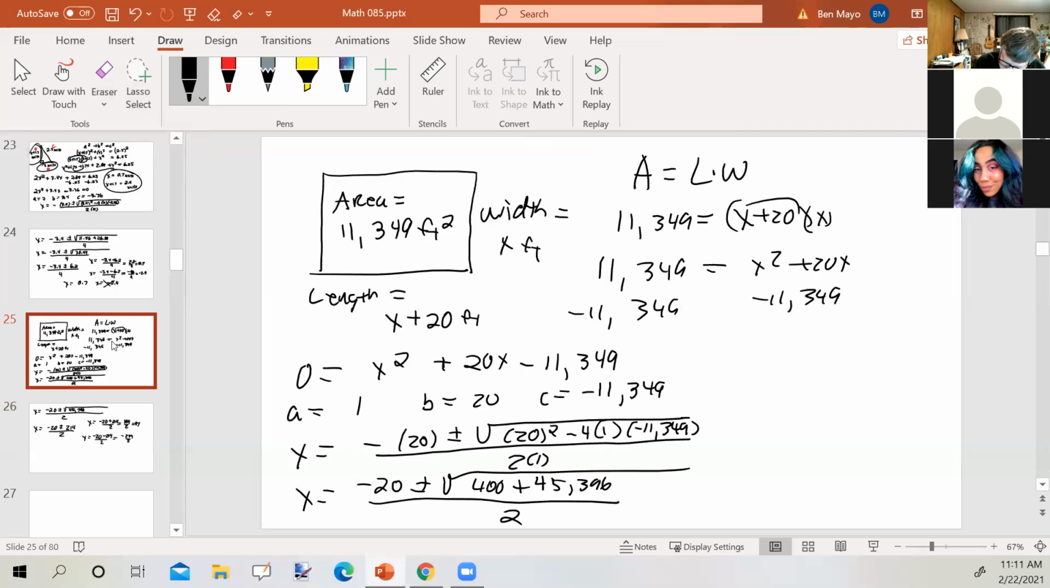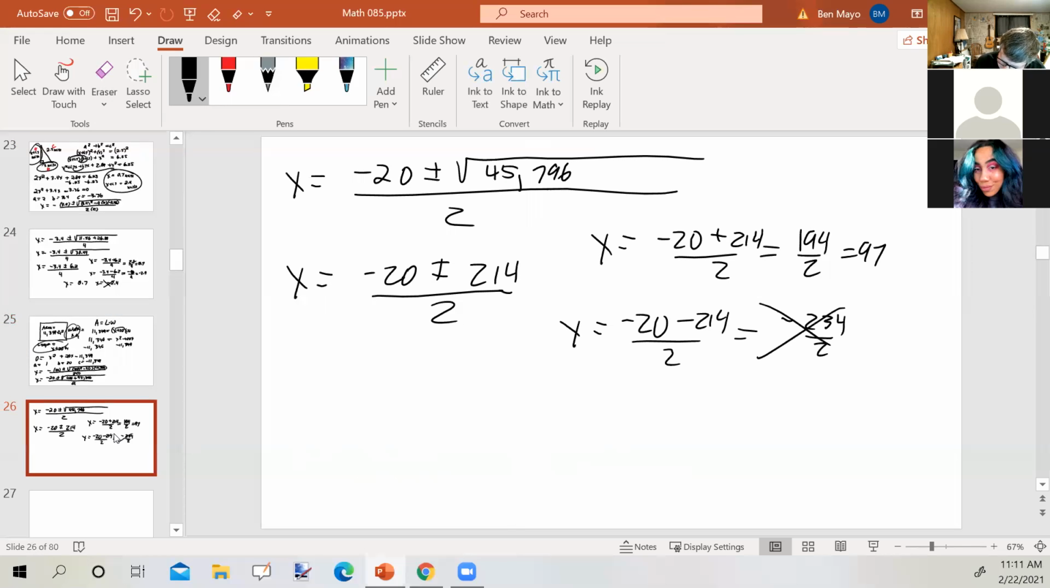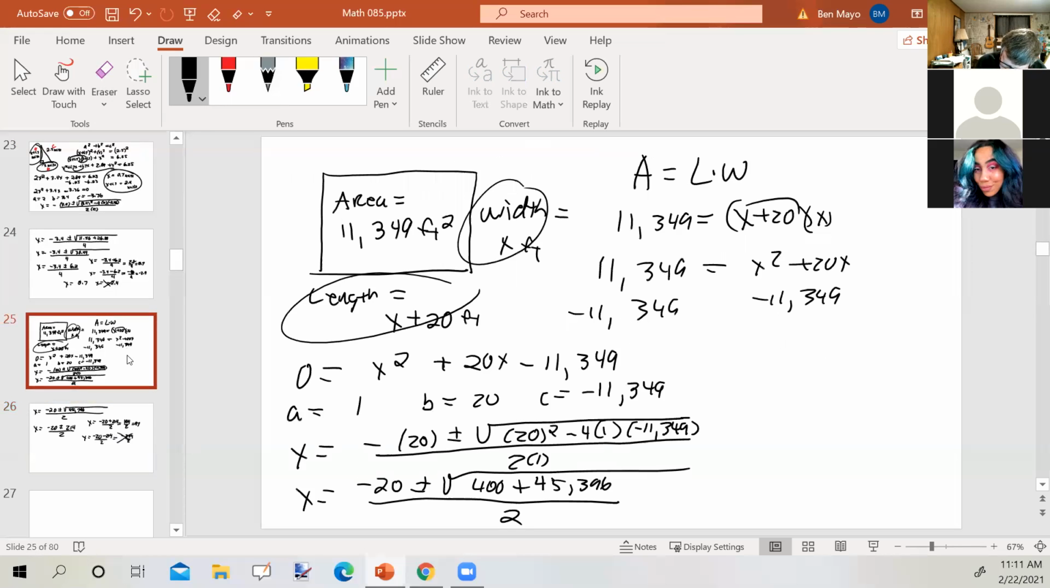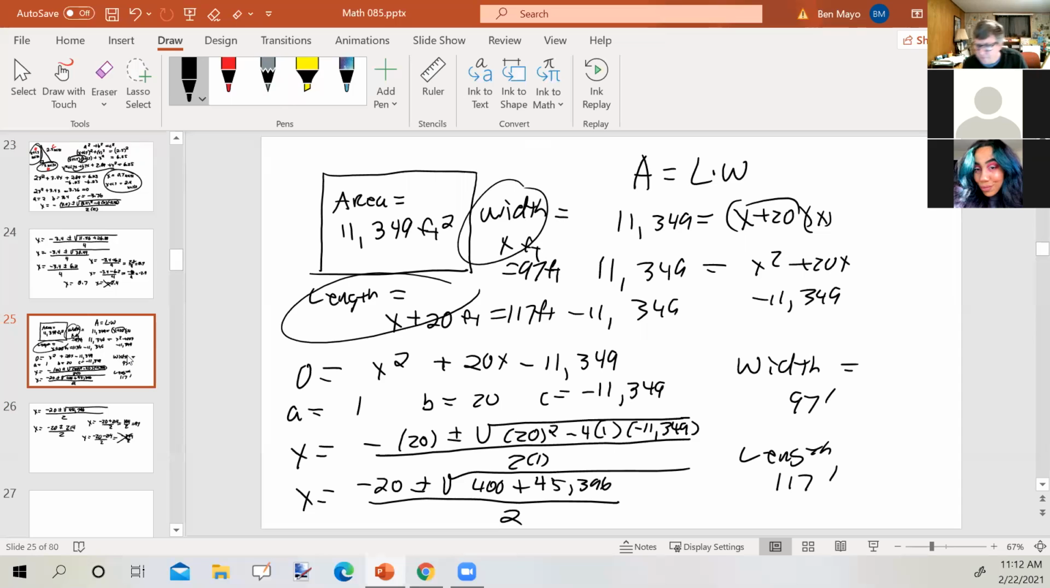You know what? We're looking for lengths and distances, aren't we? So I don't even need to finish that because it's going to be negative. So x is 97. So this is 97 feet. And this would be what? 97 plus 20 would be 117 feet. So the width is 97 feet and the length is 117 feet. All righty. Any questions there?